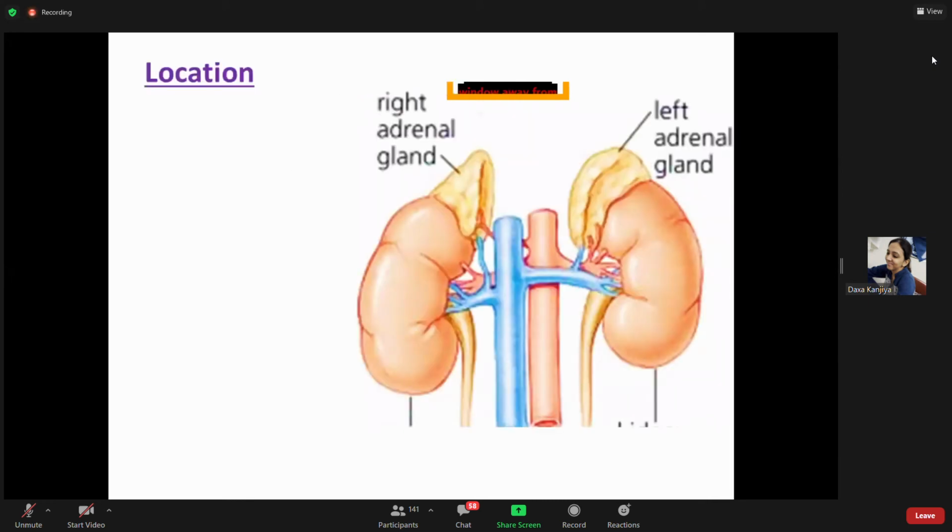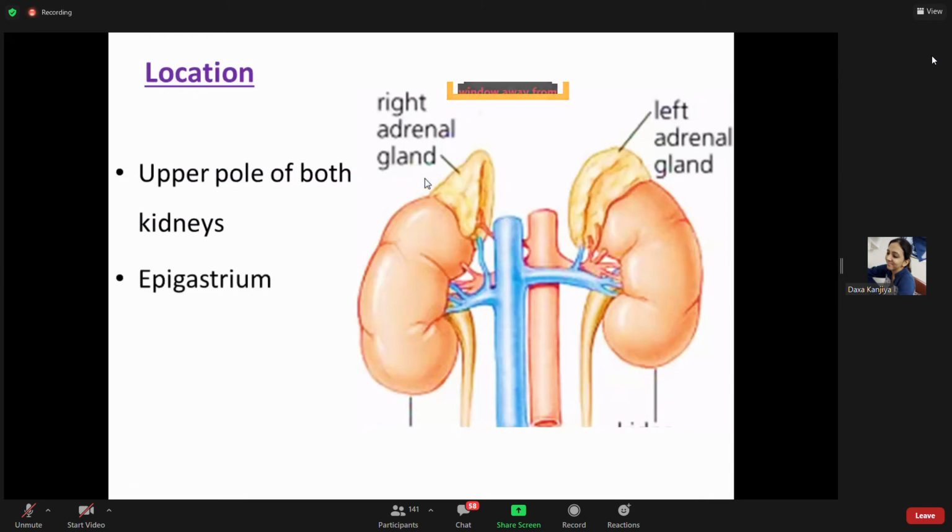Location, as I told you, both suprarenal glands lie at the upper pole of both kidneys, right and left, at the level of the epigastrium, at the level of the 12th rib.